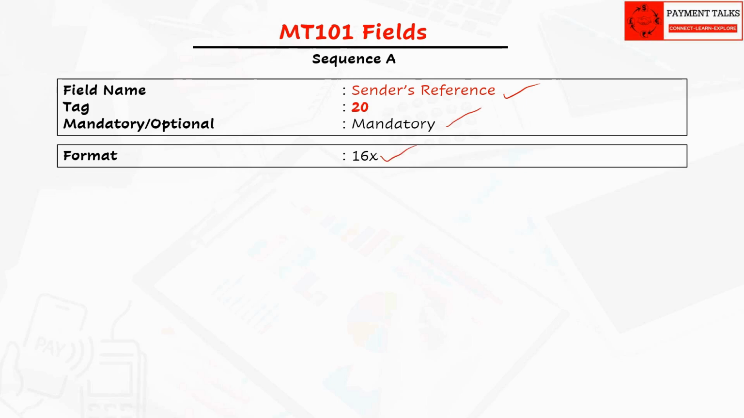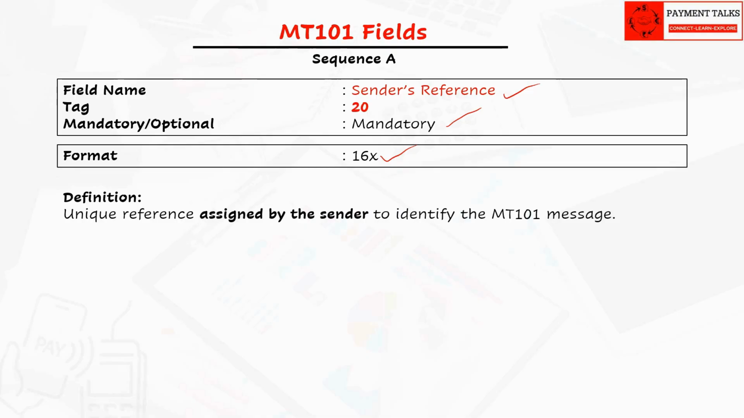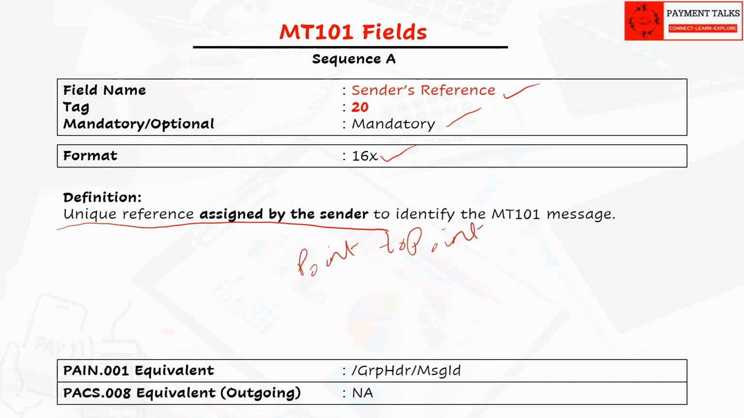Format is 16x. This is a unique reference as assigned by the sender of the message. This is a point-to-point ID which changes at each hop in scenarios like relay scenarios. The PAIN.001 equivalent is message ID in group header. As it is point-to-point, it is not mapped to outgoing PACS.008. This is also mapped to business message identification in the business application header of PAIN.001.